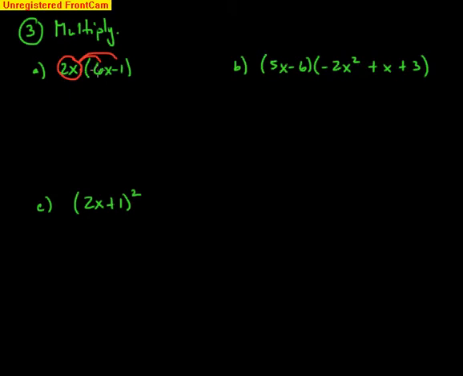So it's multiplication. 2x times 6x. 2 times 6 is 12. X times x, you add the exponents, that's x squared. X to the first, x to the first, x to the second. 2x times negative 1, 2 times negative 1 is negative 2, and the x comes along. And that's it.